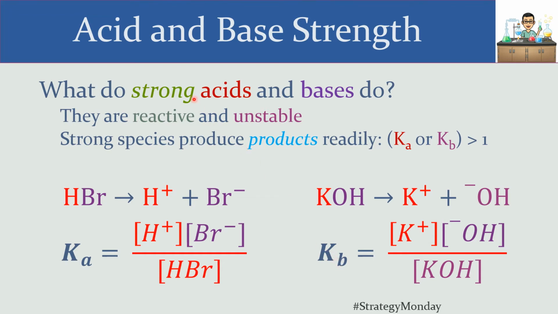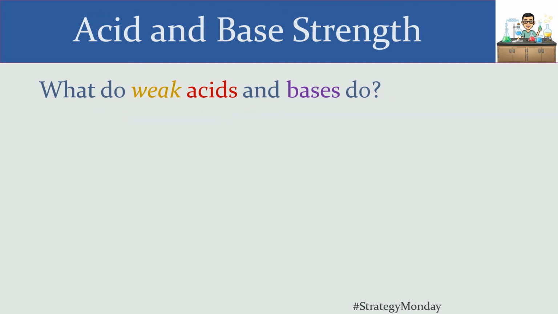So when we talk about a strong acid or a strong base, really we use 1 as a benchmark value. If our equilibrium constants are greater than 1, then that means that we have a strong acid or base. Well, what if things are flipped? Let's say that you have something that doesn't dissociate readily and it leaves a lot of reactant behind. Well, what we call that is a weak acid or base instead.